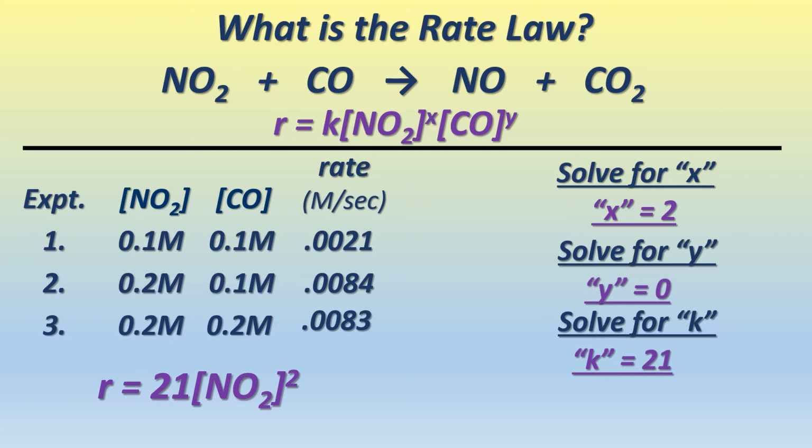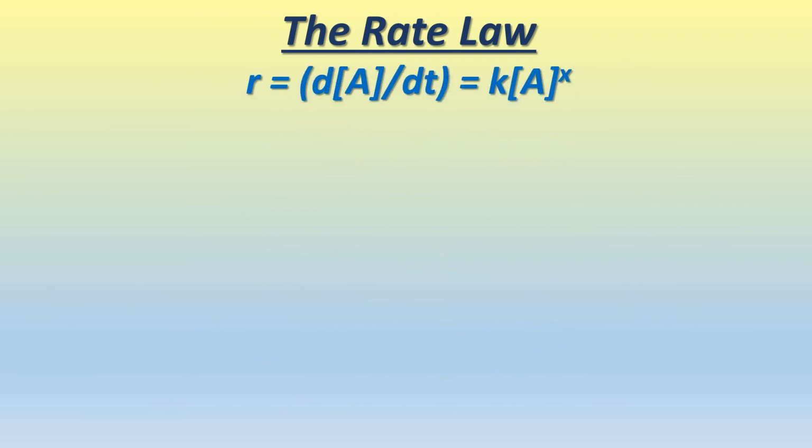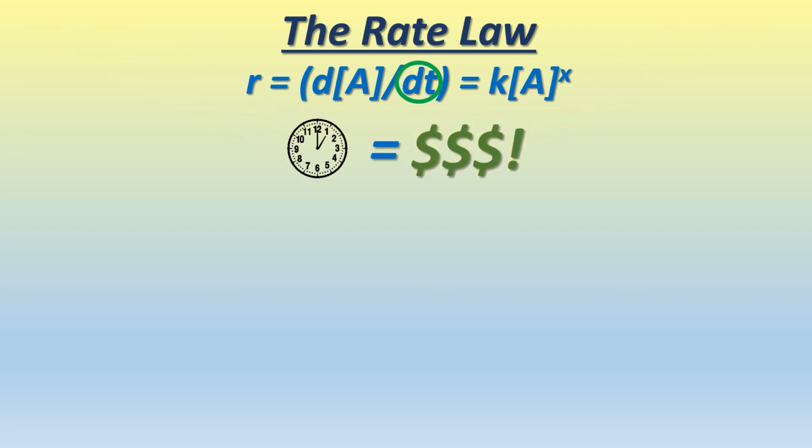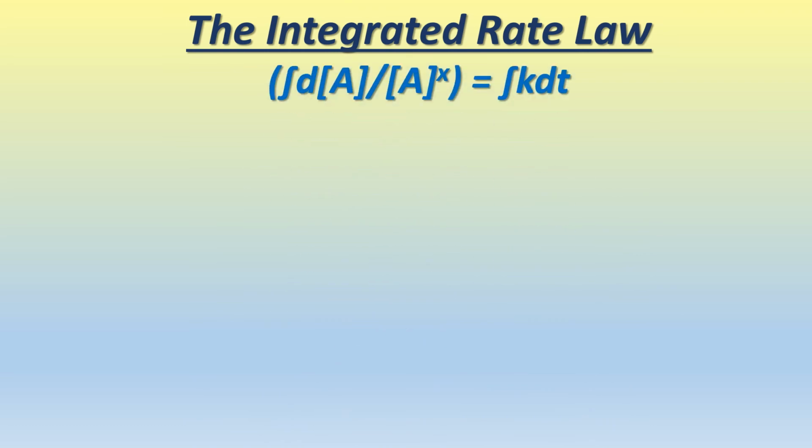So, for any given reaction, you can solve a rate law by running several reactions, changing one variable at a time. The rate law is a measure of the change in concentration versus time. As previously mentioned, time is money. The entire point of studying kinetics and knowing the rate is to determine how much time it will take to do a given reaction. In order to do that, you have to do math. You have to do what's called an integrated rate law.